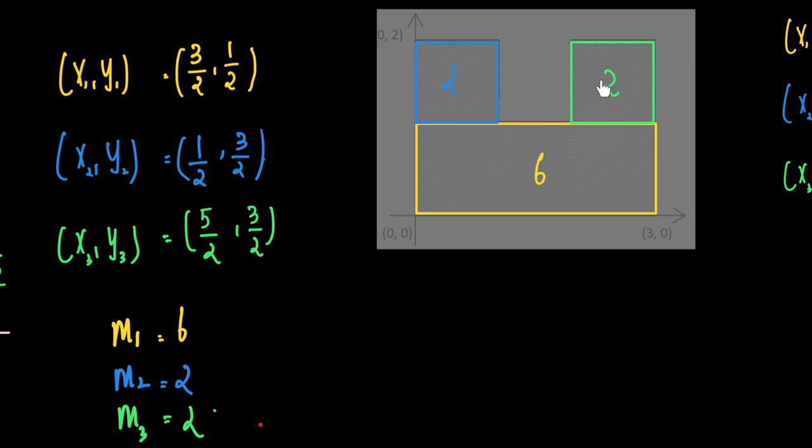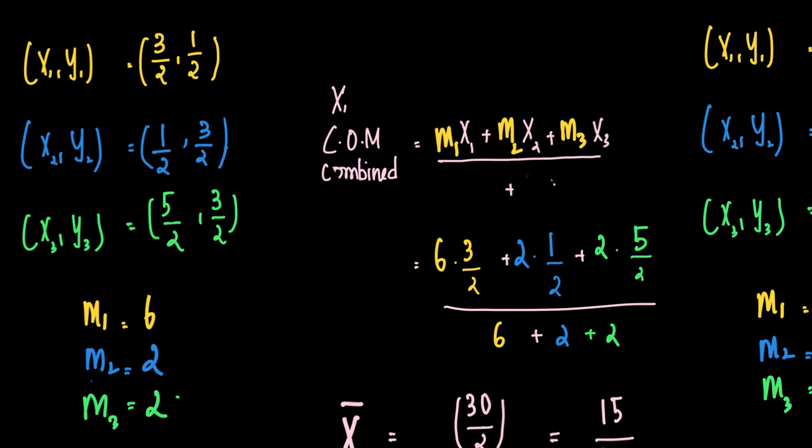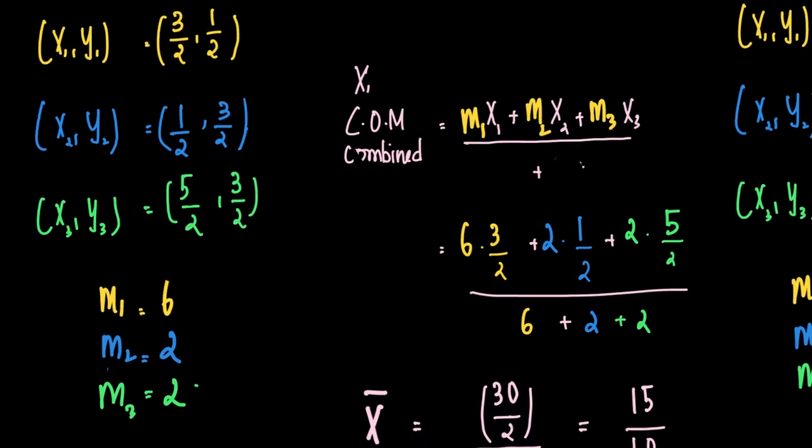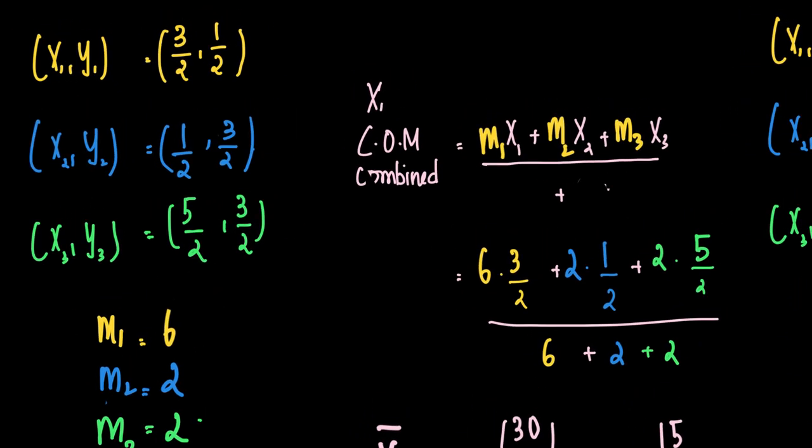So the left and the right top rectangles will have 2 kilogram mass, and the bottom larger rectangle will have a mass of 6 kilogram. Okay, so we have m1, m2, m3, x1, x2, x3, and corresponding y1, y2, and y3, which means we now have all the required inputs for calculation of the center of mass of the combined object, which is m1 x1 plus m2 x2 plus m3 x3 by, sorry, I missed this here, m1 plus m2 plus m3.